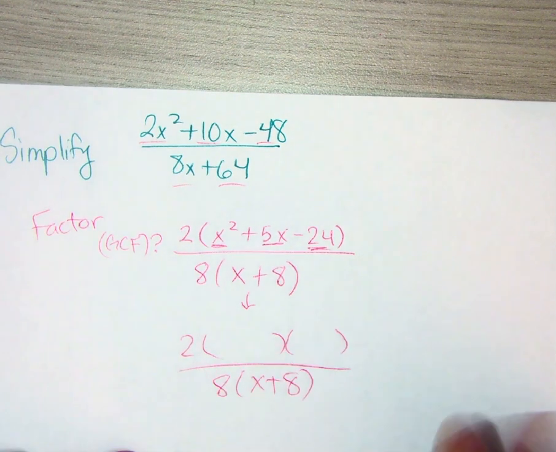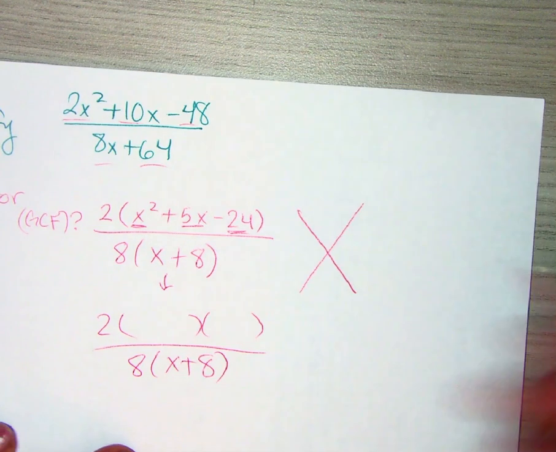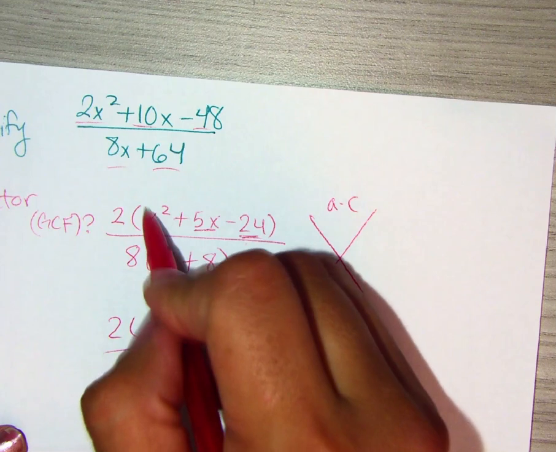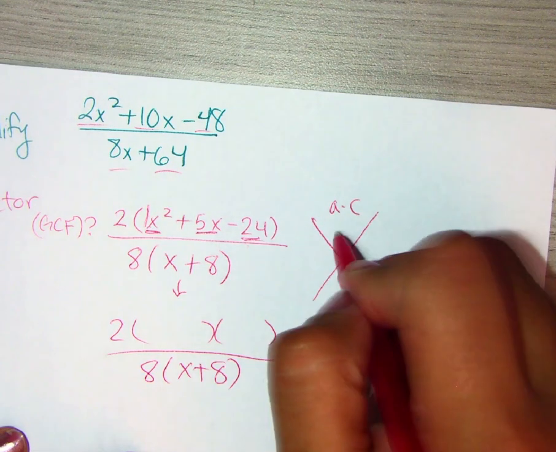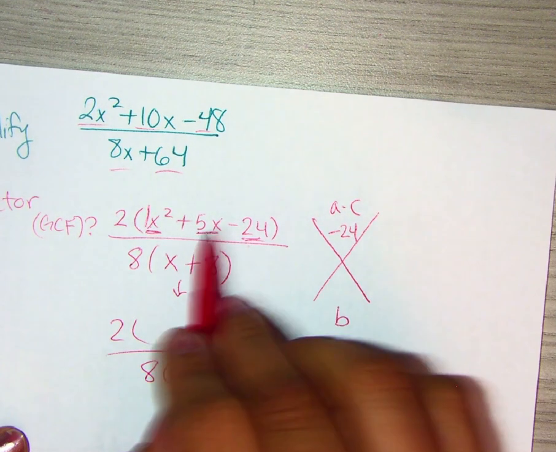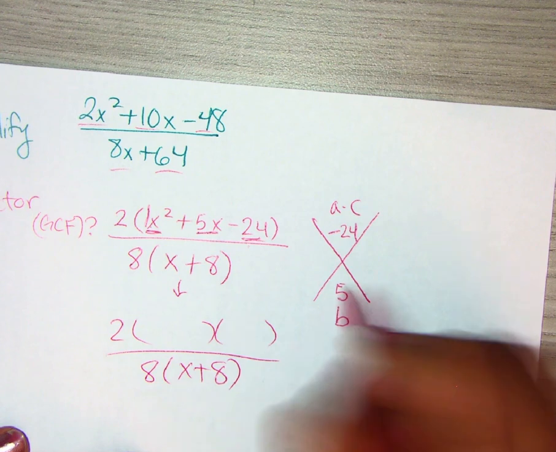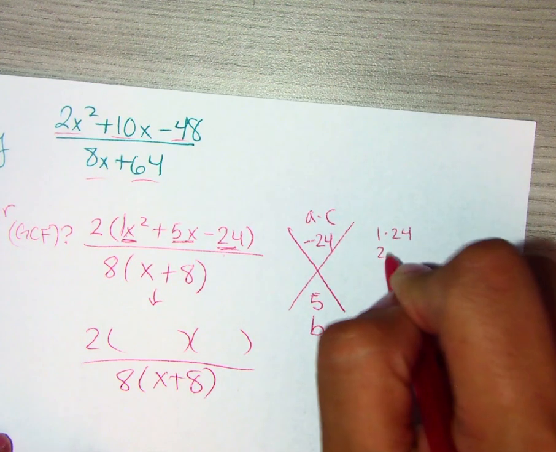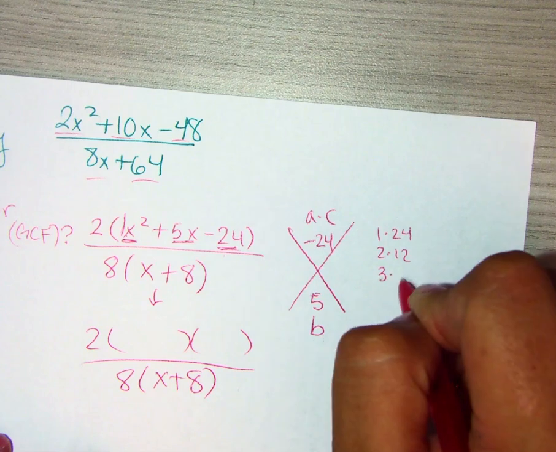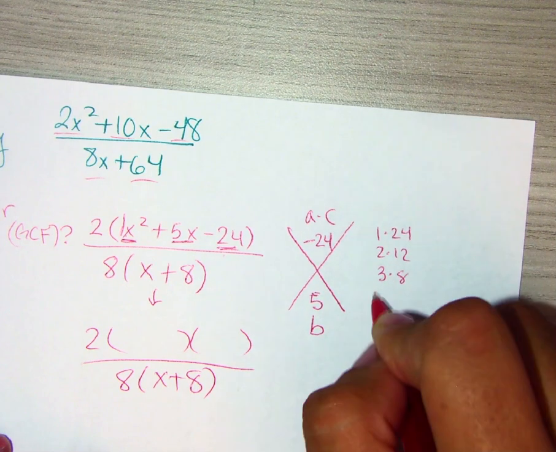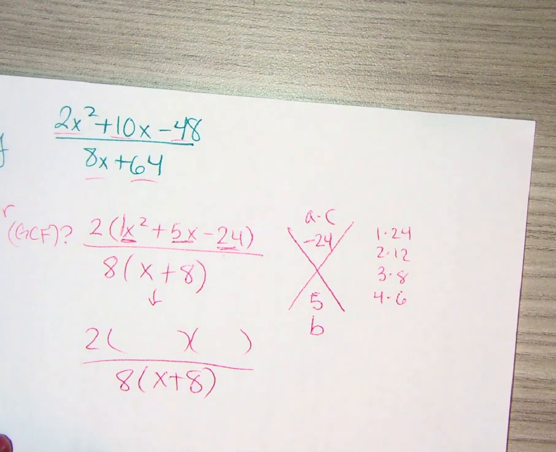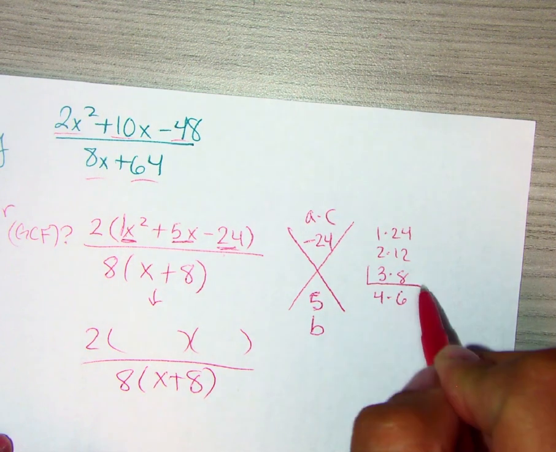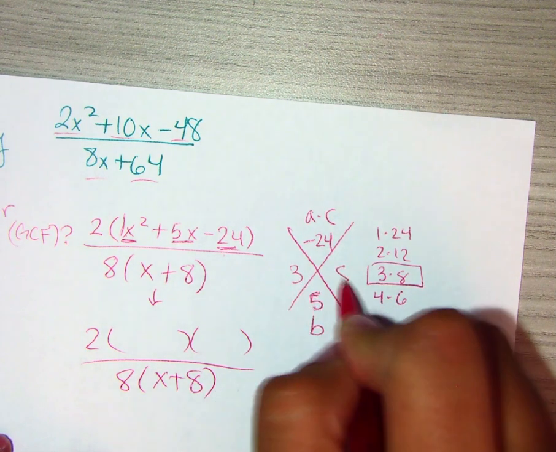And what you want to do next is do your strategy of the x and do a times c and b. So a times c is 1 times negative 24, and that results in negative 24. 5 is your b value. And the factors of 24 are 1 times 24, 2 times 12, 3 times 8, and 4 times 6. So you're looking for the combination that will give you 5, either by adding or subtracting. 3 and 8 is that combination.